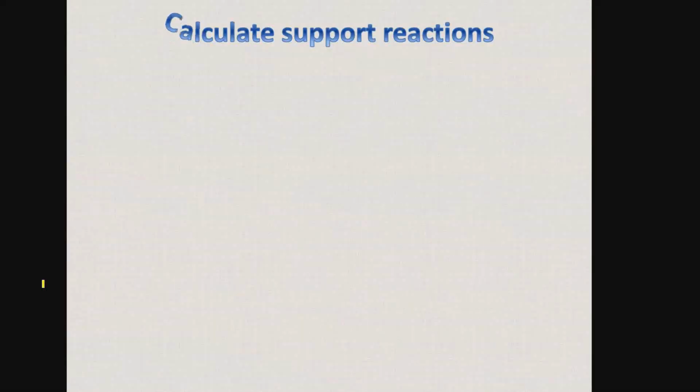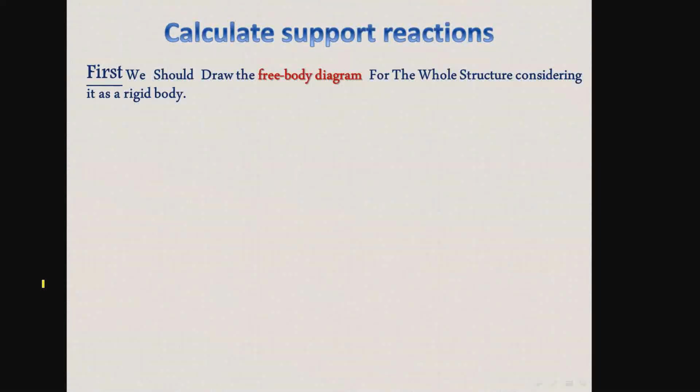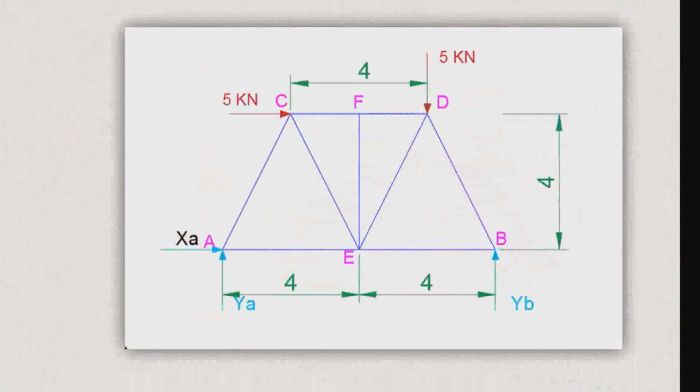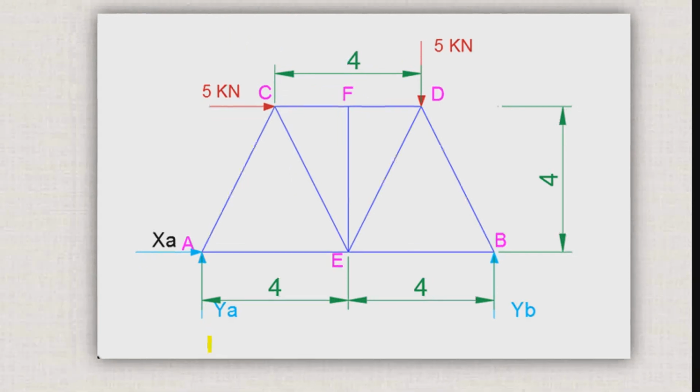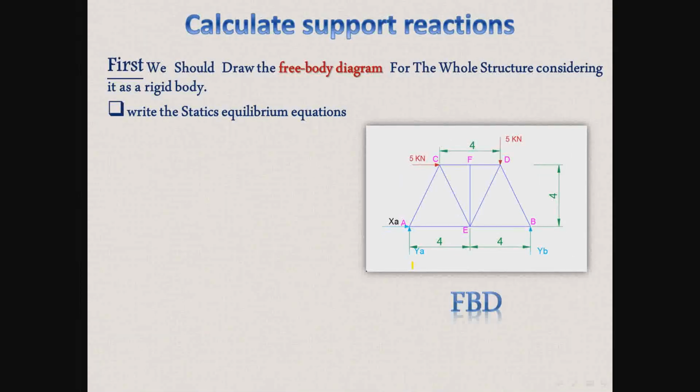First, we have to calculate the support reactions. We should draw the free body diagram for the whole structure, considering it as a rigid body. So as you see, this is the whole structure, the external loads, the dimensions, and the support reactions. We should use the static equilibrium equations.